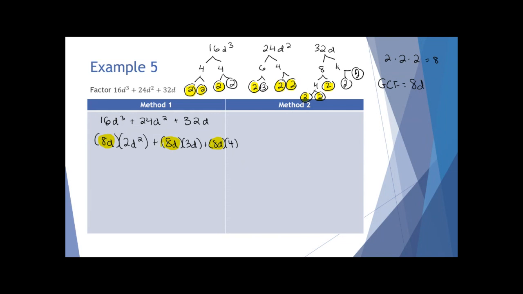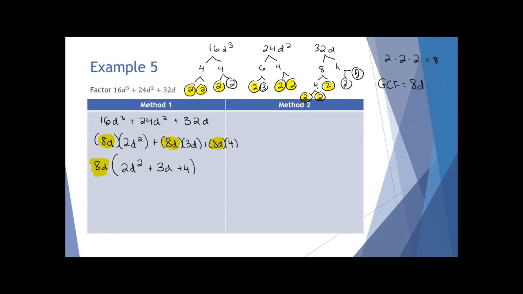Now, what you do is you put that 8d in front, and we're reversing the distributive property, so that leaves us 2d squared plus 3d plus 4. Basically, everything that was not the GCF gets put in parentheses. And so your result is 8d times 2d squared plus 3d plus 4. So I think the hardest part of this method is step 2, where you're trying to rewrite it.